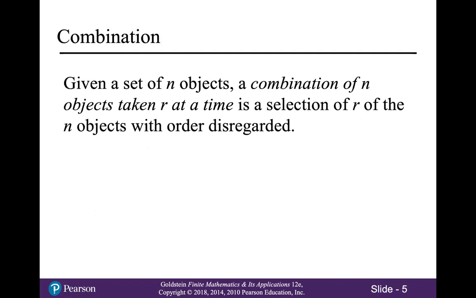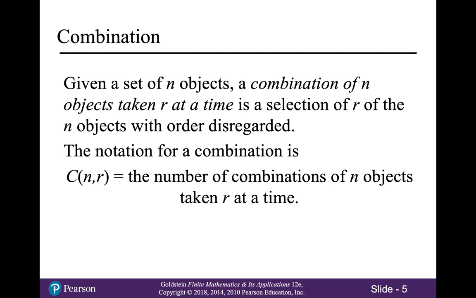All right, compare that to a combination, which starts off sounding similar. Given a set of n objects, a combination of n objects taken r at a time is a selection of r of the n objects, and here come the important words, with order disregarded. The notation for a combination is C(n, r), and I almost always read this as n choose r, which is the number of combinations of n objects taken r at a time.